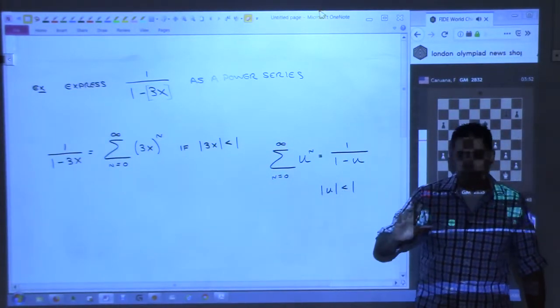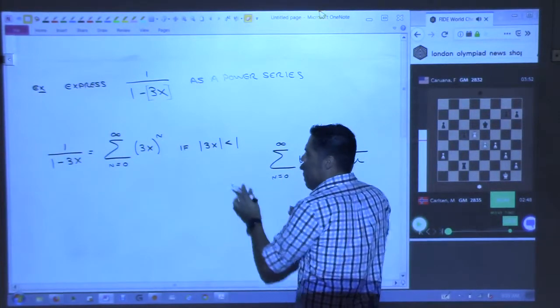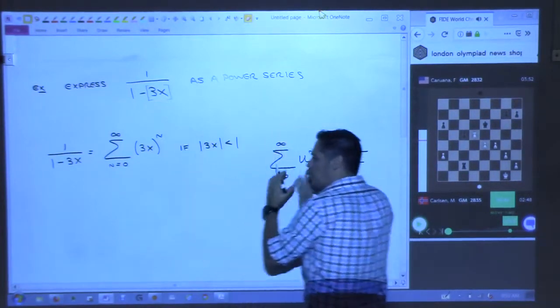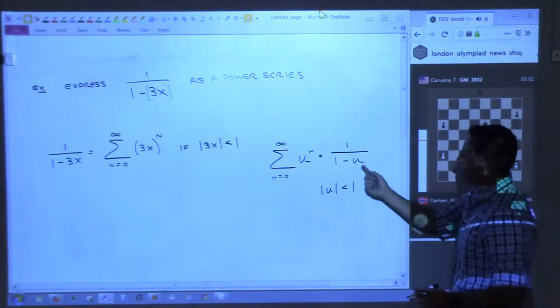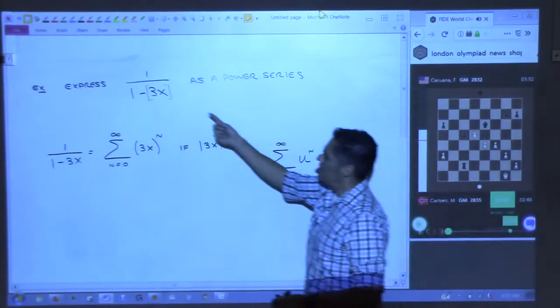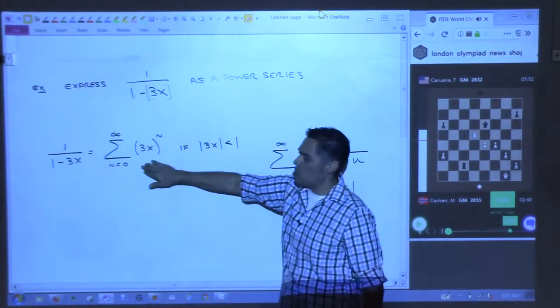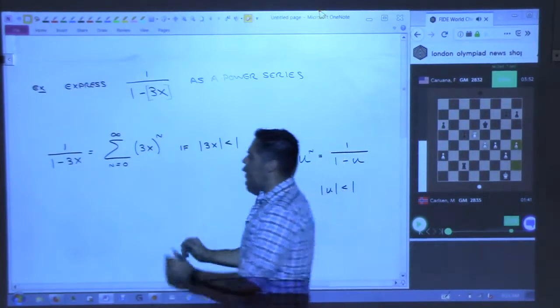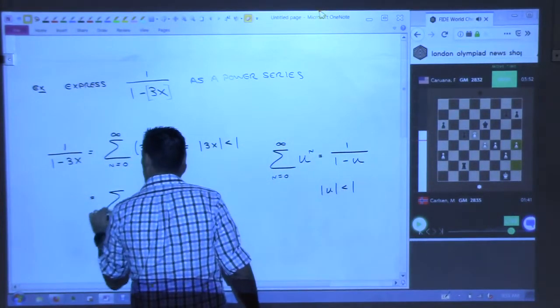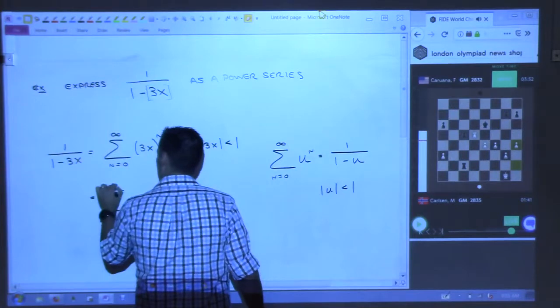Does that make sense? So it's no longer just the x because the 3 is there. It's everything that was there. It's almost like a u, like a substitution. So this is like our u. So this becomes this. Now, this is a power series, right? But it's not written in the form that we're used to seeing it. So watch what I do here.